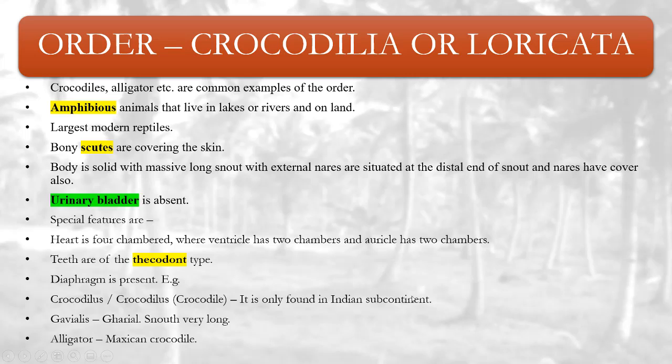Order Crocodilia or Loricata. Crocodiles or alligators are common examples of this order. They are amphibious animals that live in lakes or rivers and on land as well. They are the largest modern reptiles, including the largest in surface area of modern reptiles.